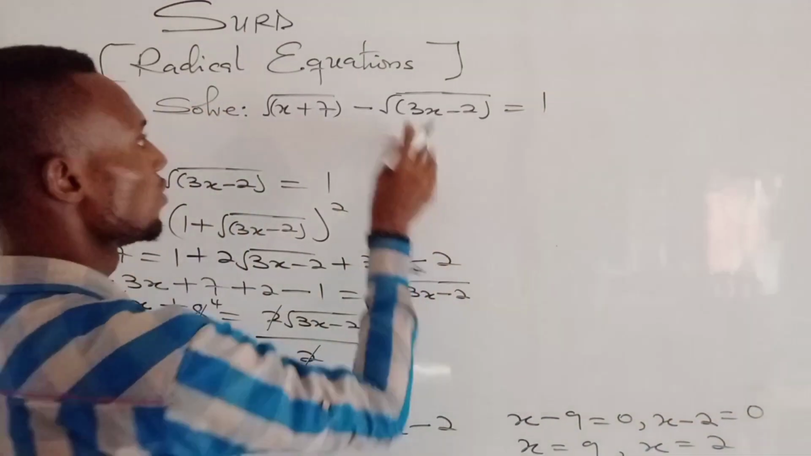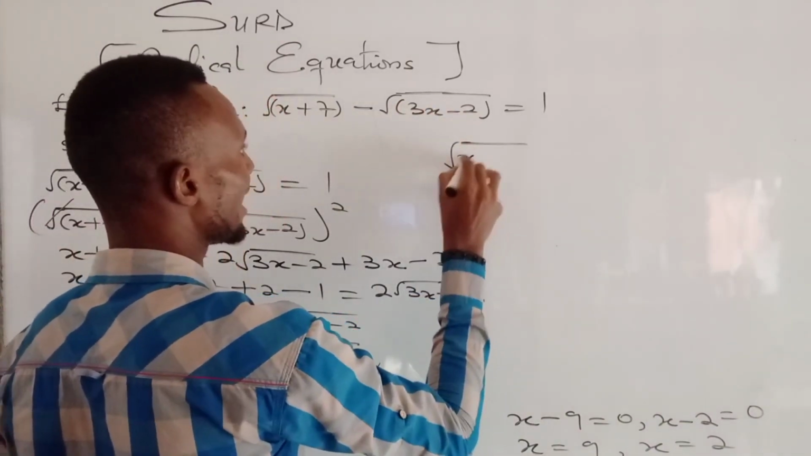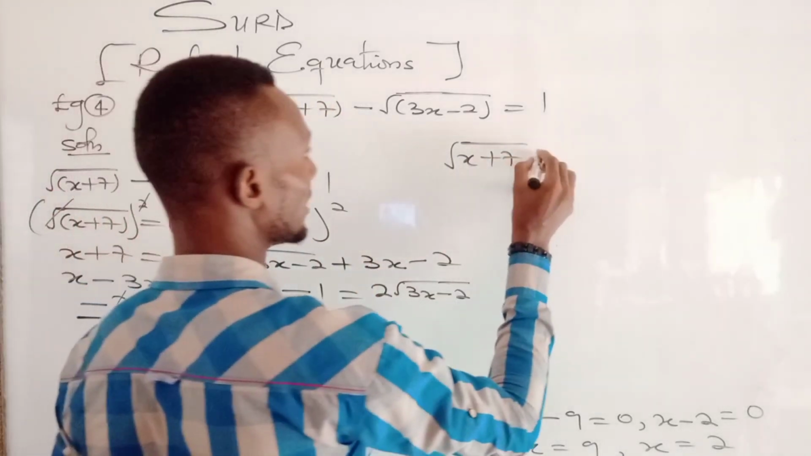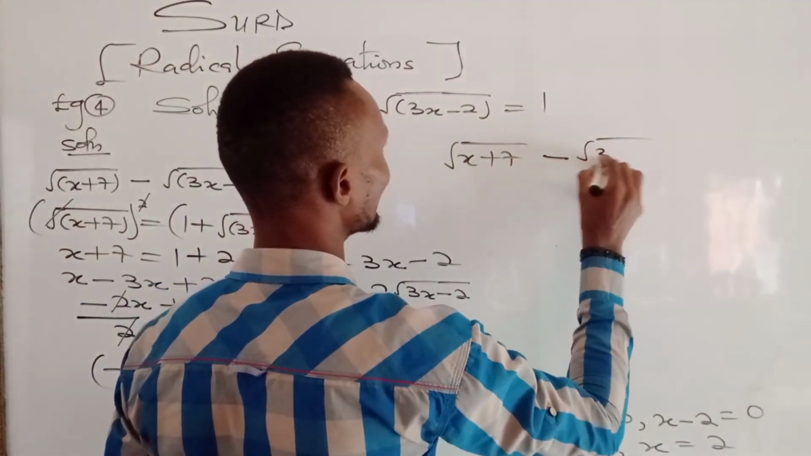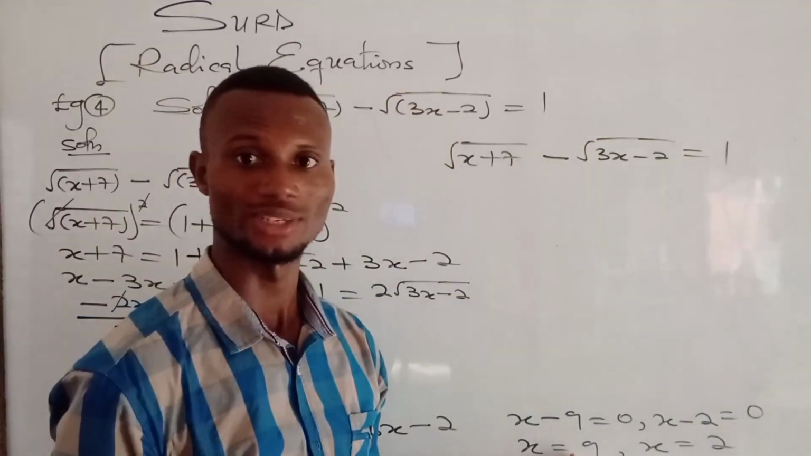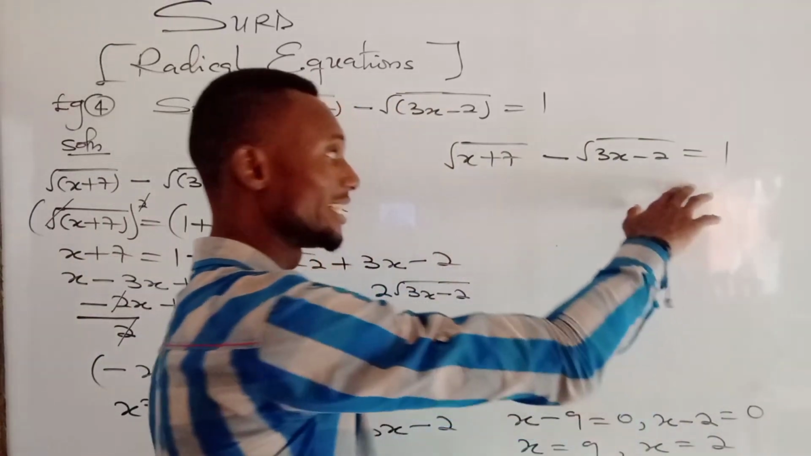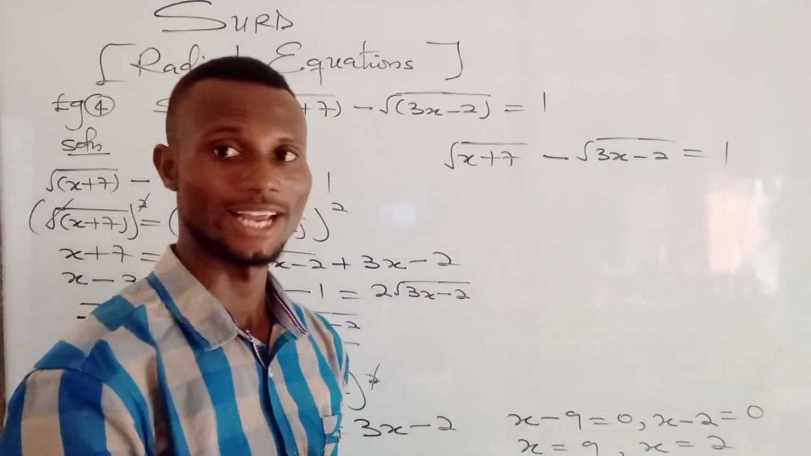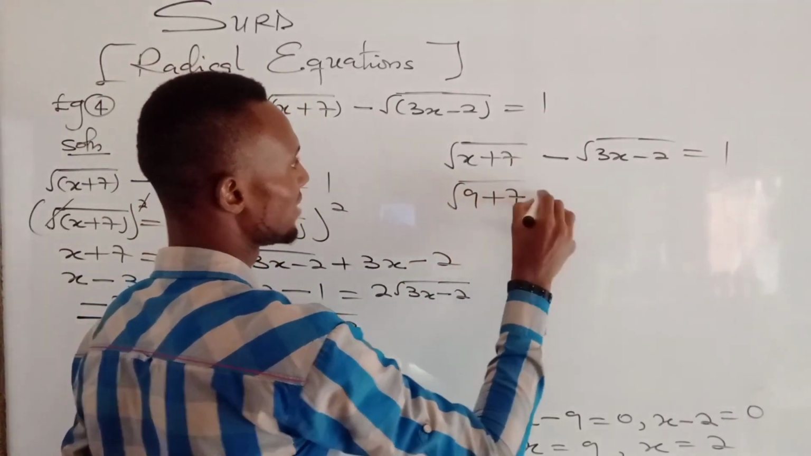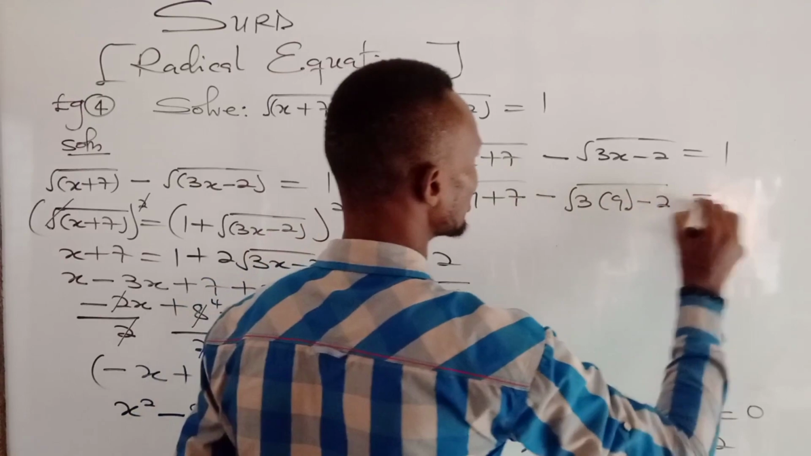So let's continue. We are testing with the original equation. The original equation says square root of s plus 7. You can write it without the bracket, it doesn't change anything. Minus square root of 3s minus 2 equals to 1. So when we take s equal to 9, we'll put it into the equation. Wherever we see s in this equation, we'll put 9 there. So I'm going to have square root of 9 plus 7 minus square root of 3 into bracket 9 minus 2 should give us 1.